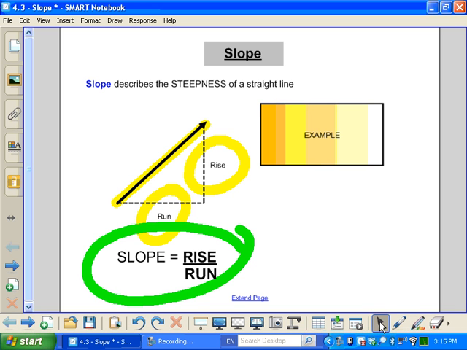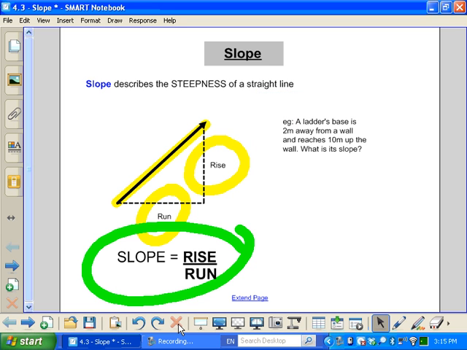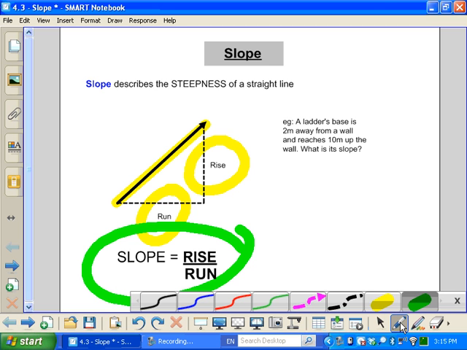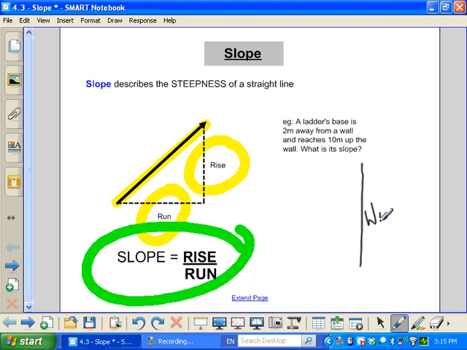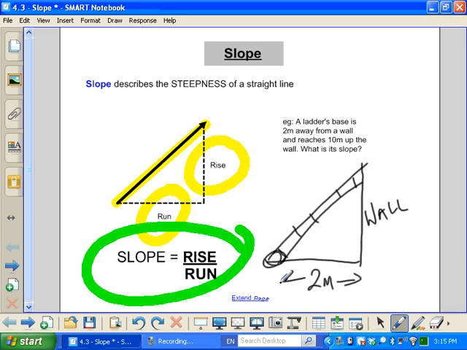Let me just give you a quick real life example of this. A ladder's base is 2 meters away from a wall and reaches 10 meters up the wall. What is its slope? Again, we're not really talking about the Pythagorean theorem here, or how long the ladder is. This is our wall, and this is our ladder. The ladder's base is 2 meters away, so that's the distance there, and it reaches 10 meters up the wall, so the distance from here to here is 10 meters.